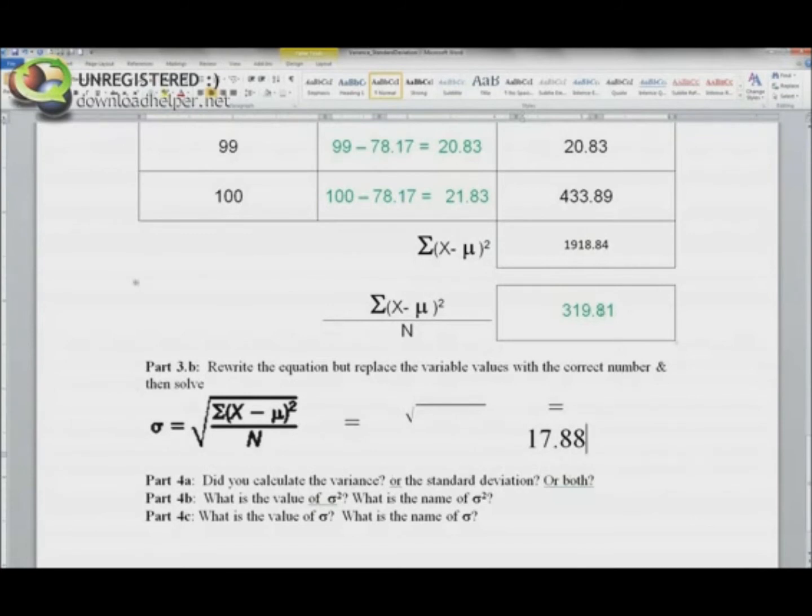Clearly you did both. What is the value of sigma squared? Well, sigma squared is variance. So what is the name of sigma squared? Variance. And this is sigma squared, right? It's the part of the formula before we took the square root. That being said, what is the value of sigma? Well, we calculated it as 17.88. What is the name of sigma? The name of sigma is standard deviation. And I hope this is helpful to you.